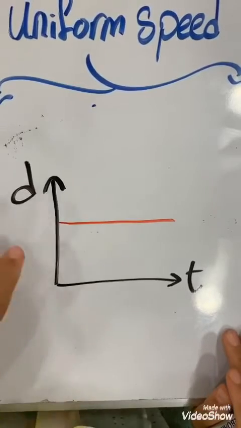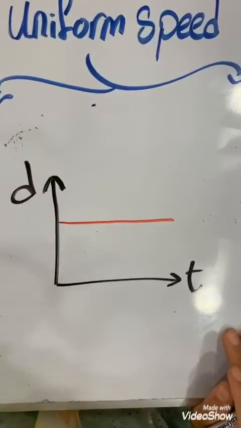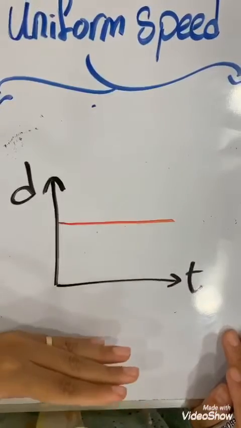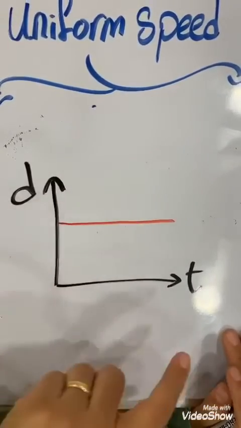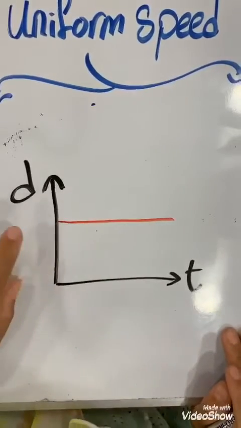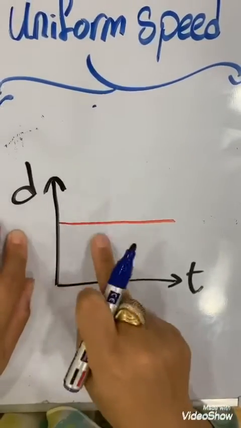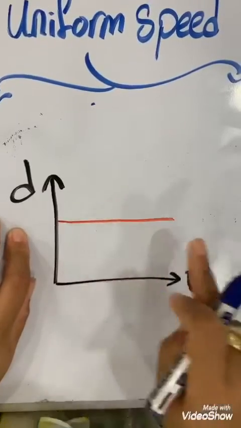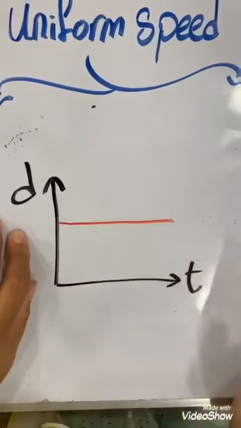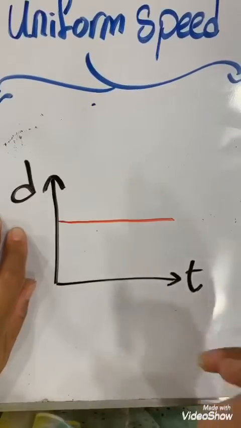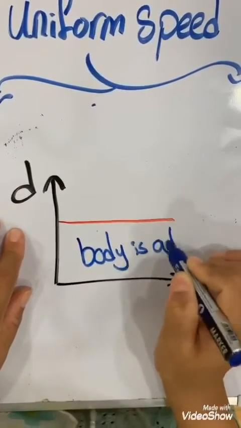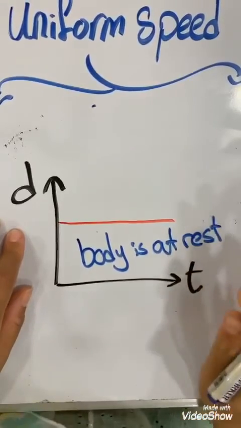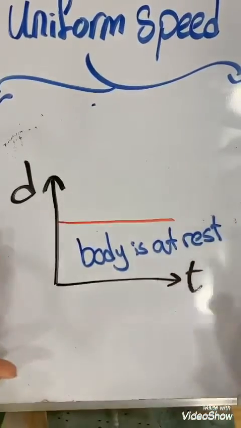Why? Because uniform speed is represented by a straight line parallel to the x-axis on a speed time graph, not a distance time graph. What does this graph mean? This means that the distance is not changed as time passes. The distance is constant. This means that the body is at rest. The distance is constant. It's not changed at all.